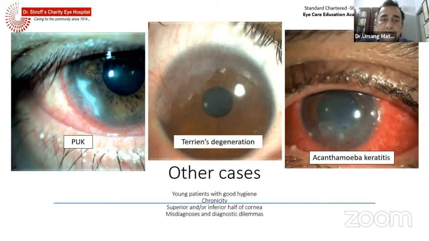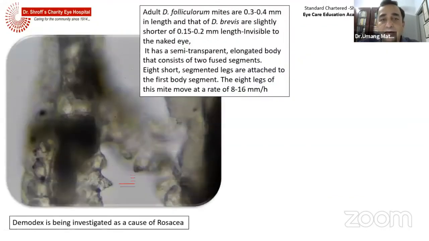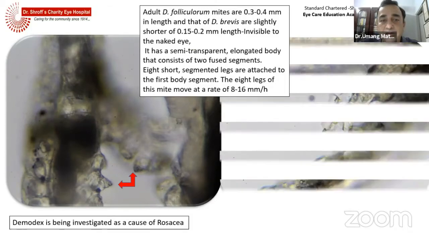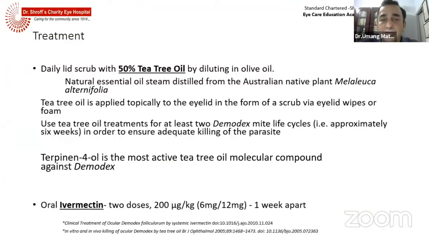Most of these patients, a lot of them are young, with good hygiene, and we've variously been treating them as PUK, Tyrians, even acanthamoeba keratitis, and we found a lot of them were actually Demodex. And Demodex mite can easily be seen by plucking the eyelashes and then seeing under the light microscope. And you see this creepy mite moving around.